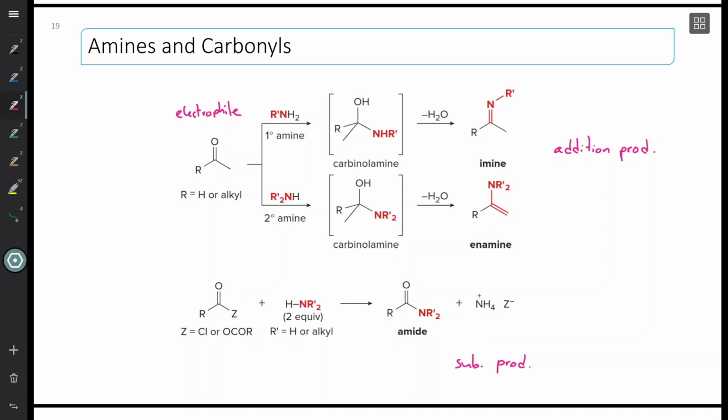And for this one, remember we looked at 2 equivalents of the amine, or 1 equivalent of your amine plus 1 equivalent of a non-nucleophilic base. So either or, either 2 equivalents or 1 and then a helper base. So this is all review from the last chapter, the carboxylic acid chapter.